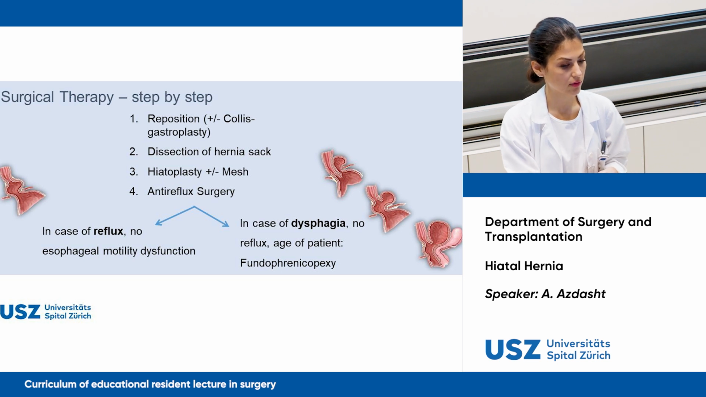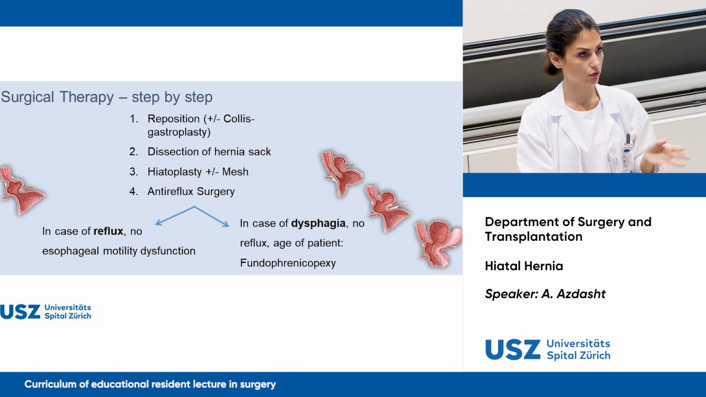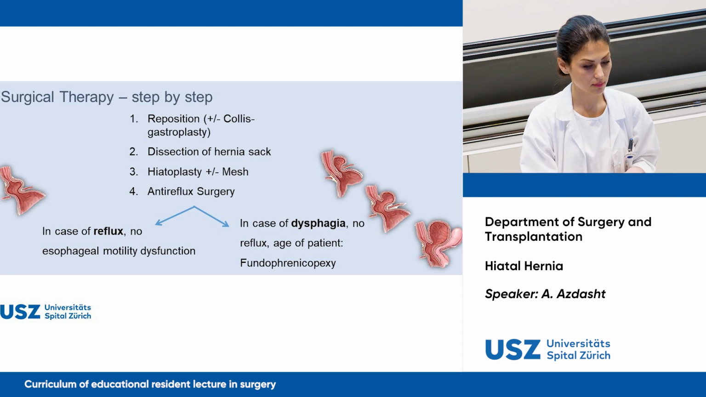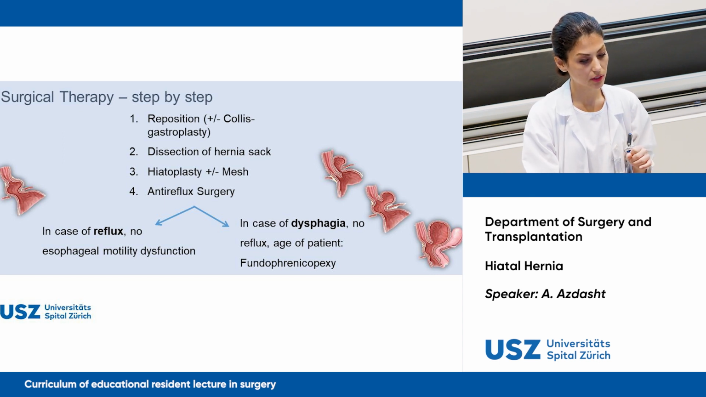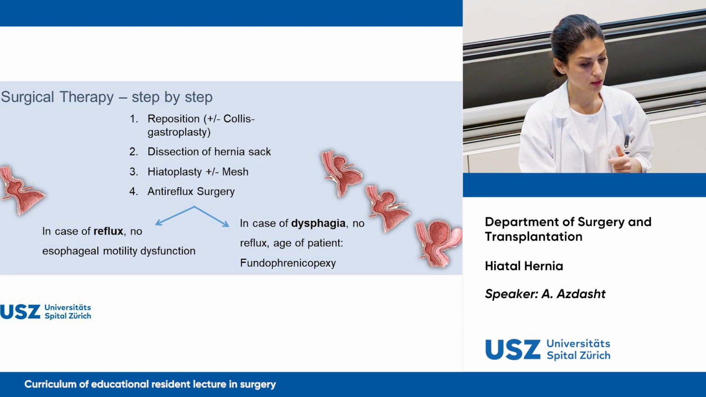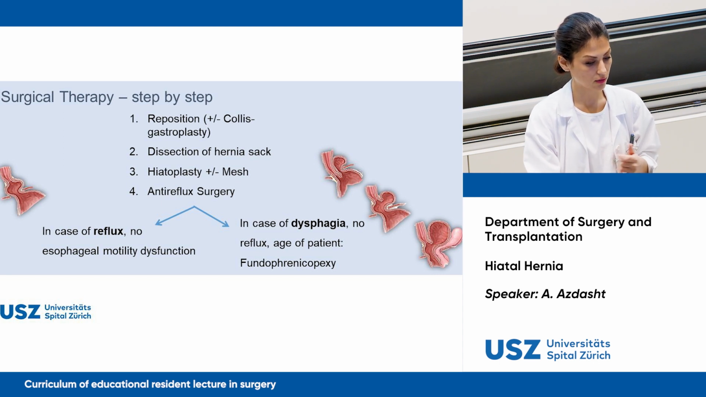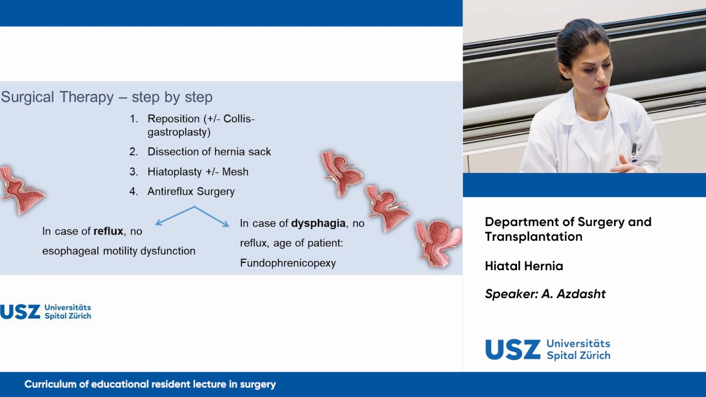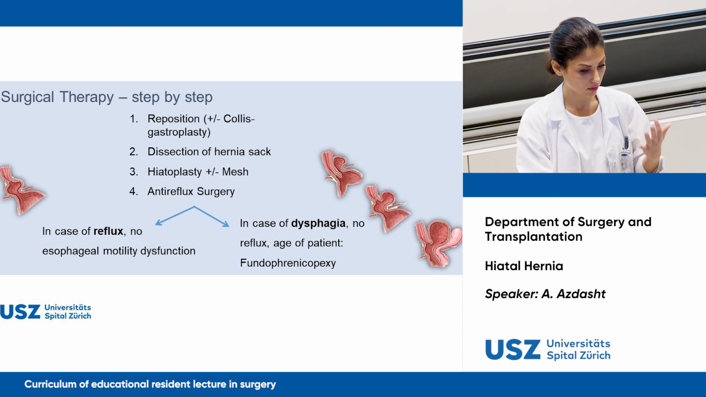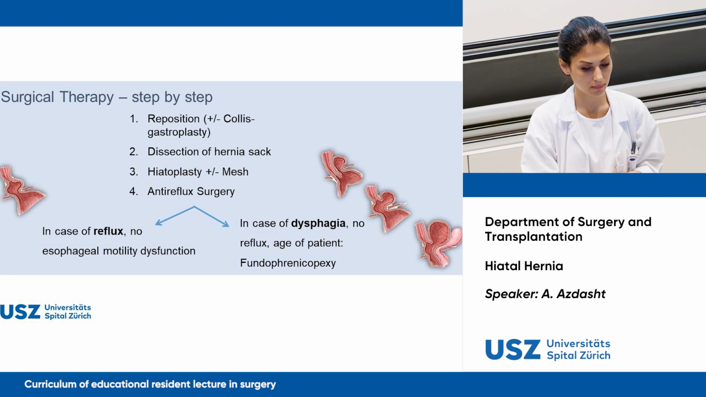So what are the steps of the surgical therapy? First of all, we have to do a reposition. And if needed, if the esophagus is too short, we do the colusplasty to elongate the esophagus. Then we do a dissection of the hernia sac to prevent any recurrence. We do the hiatoplasty with or without mesh and an anti-reflux surgery in case of reflux, of course, and no esophageal motility dysfunction. Whereas in patients who have dysphagia, no reflux, and if they're rather older patients, we do a fundophrenico-pexy.